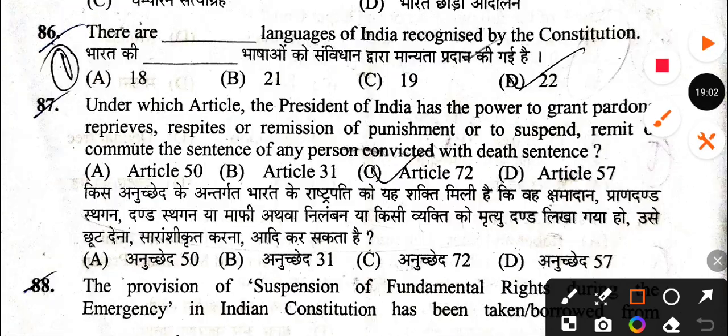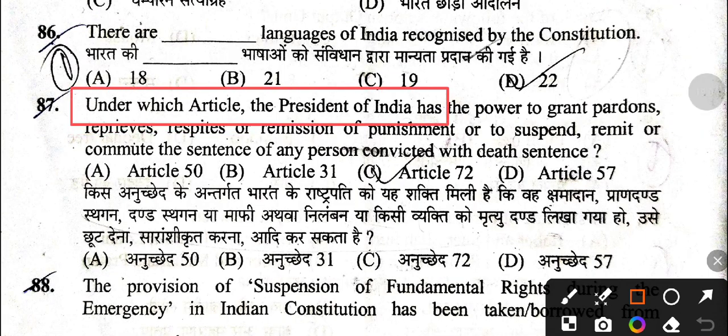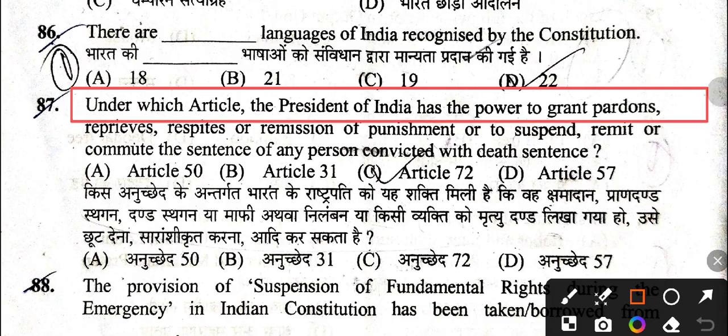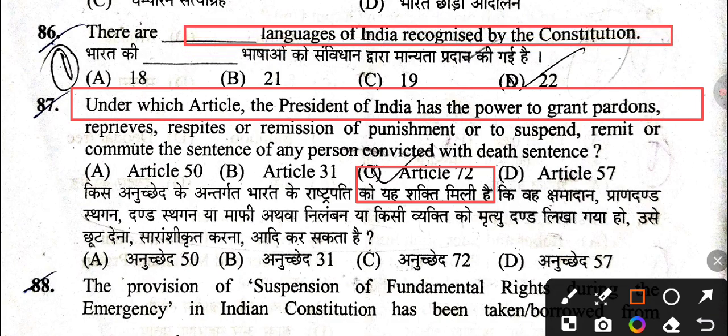Under which article the President of India has the power to grant pardons, reprieves, respites or remission of punishment, or to suspend, remit or commute the sentence of any person convicted with the death sentence? So it is Article 72, which gives him all the powers. There are dash languages of Indian recognized by the Constitution. So 22.